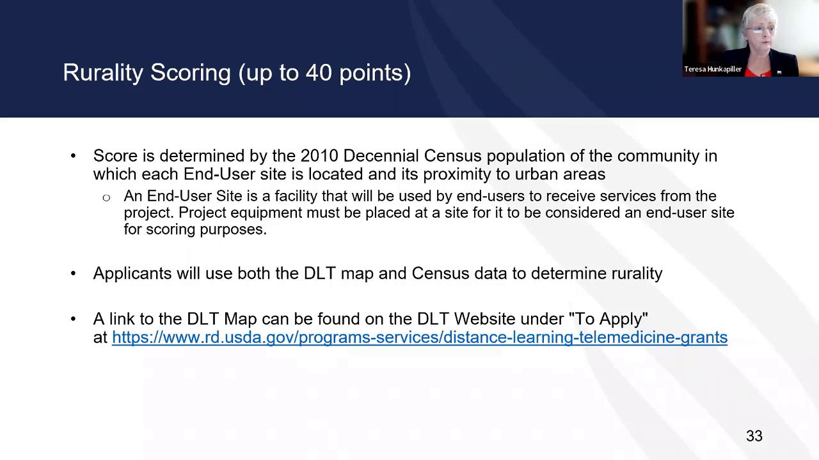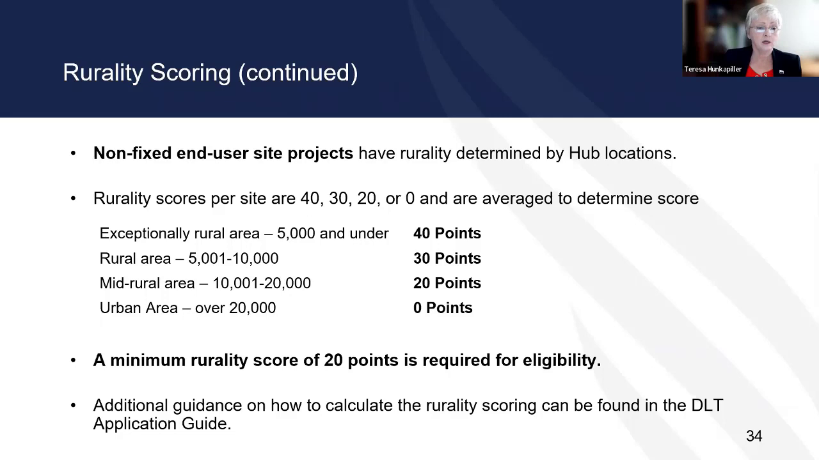For non-fixed end user sites, let's say you have a university and you want to provide classes for students out in a rural area, but they're not going to be in a specific location. That's non-fixed. For non-fixed, we do use the hub information. Therefore, if the hub site is in an urban area and all you have are non-fixed end user sites, meaning they're not in a stable permanent location, then it's not eligible, because if it's in an urban area over 20,000 and you have no rural end user sites, it doesn't meet our definition of live interactive serving rural locations.